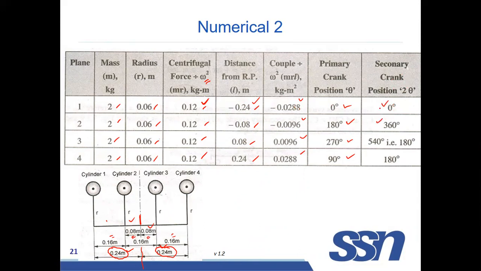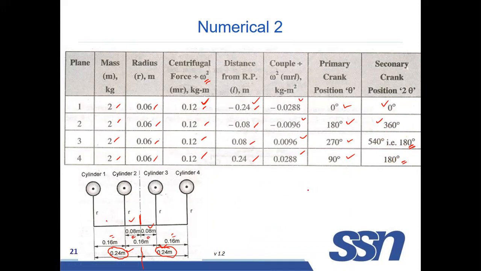So if you want to calculate the secondary couple and secondary force, you have to use the value of 2 theta. For 270, multiplied by 2, it is 540. That is 540 minus 360, which is equal to 180 degree. And this is also 180 degree. So this is the angular position of the secondary crank.